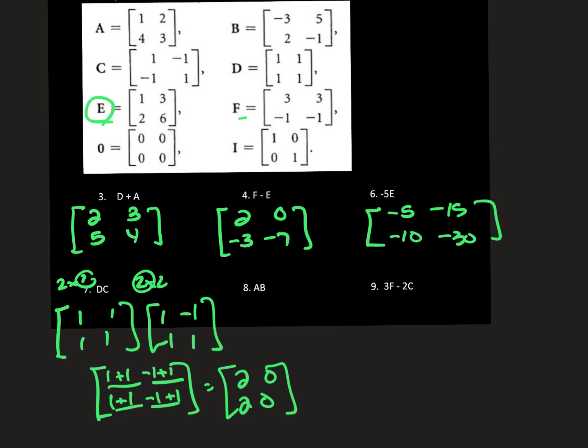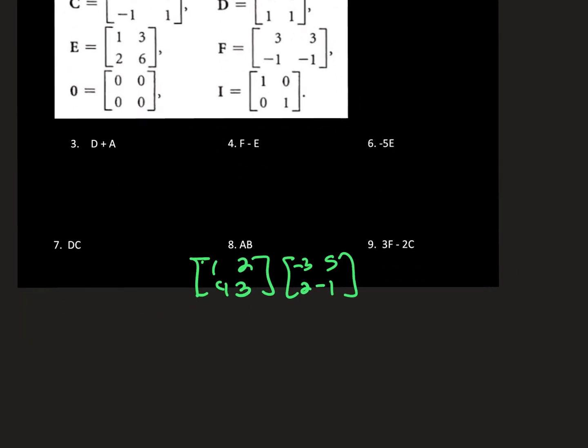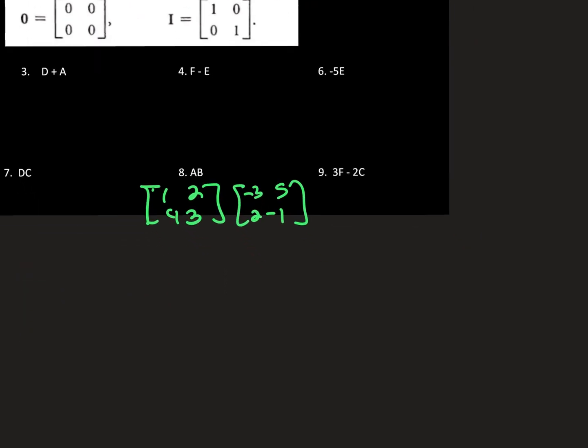Hope that makes sense. I need to erase that so I can have room for number 8. Number 8 says A times B. Move this down a little bit. A and B. So matrix A is 1, 2, 4, 3. Matrix B is -3, 5. This is going to be a little tougher because they're not all 1s. Okay, so I actually have to think about this one a little bit. All right, here we go. So again, both 2 by 2s. So I'm going to get a 2 by 2. Go ahead and draw that.